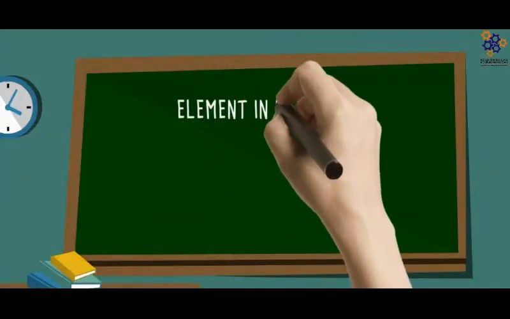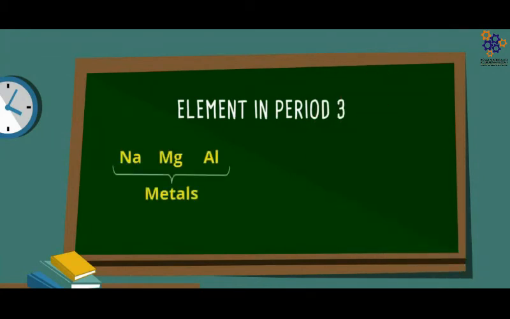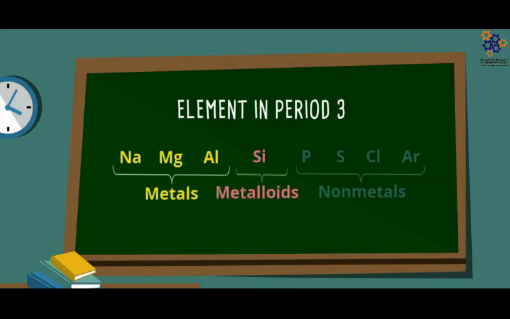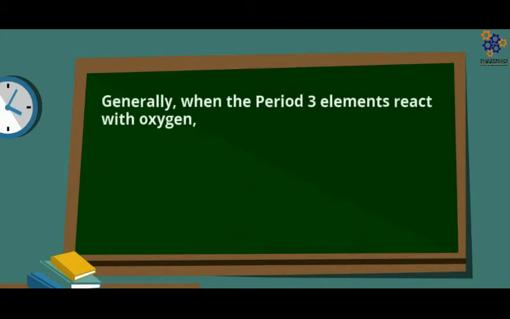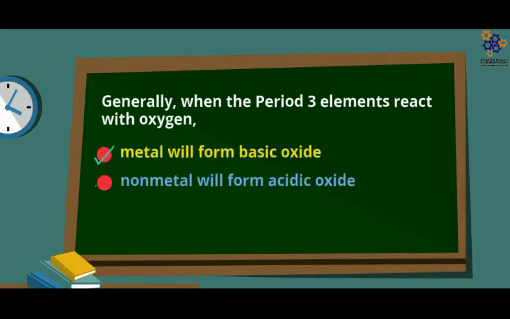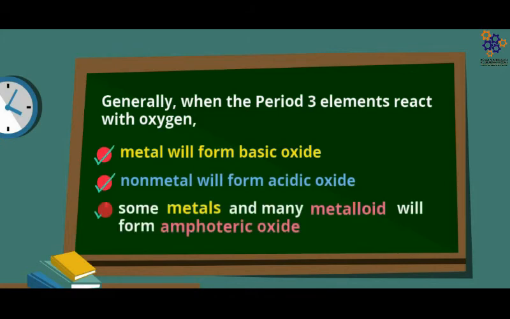Elements in period 3 include sodium, magnesium and aluminium, which are metals, silicon, a metalloid, while the non-metals are phosphorus, sulfur, chlorine and argon. Generally, when period 3 elements react with oxygen, metals will form basic oxides and non-metals will form acidic oxides. Some metals and many metalloids will form amphoteric oxides.